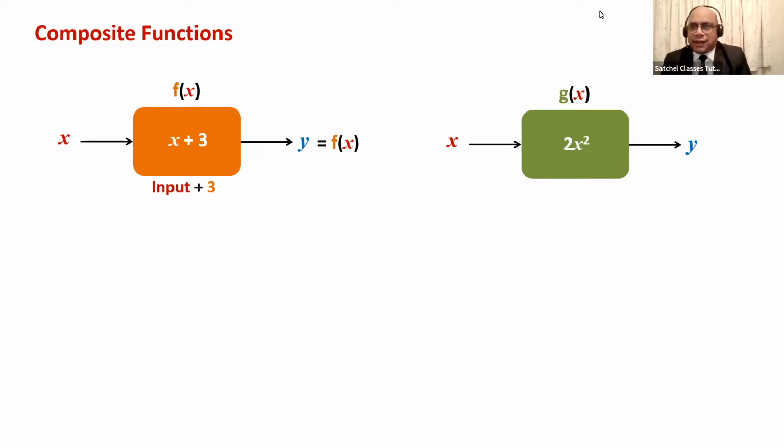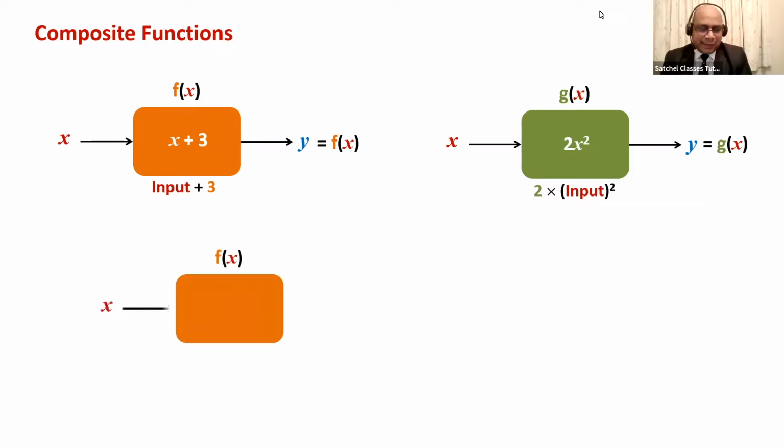Whereas in the second case, the output is g of x, which is nothing but 2 times the square of the input, right? Because if x is the input, you square it, x squared, multiplied by 2 to give 2x squared. So whatever is the input, you square it and double it to get the output. So far so good.